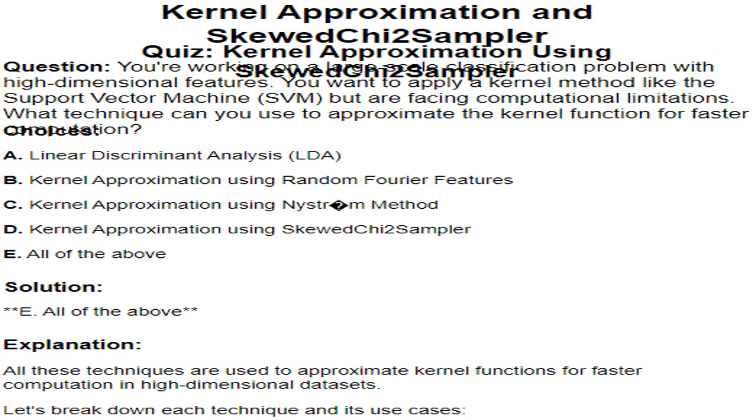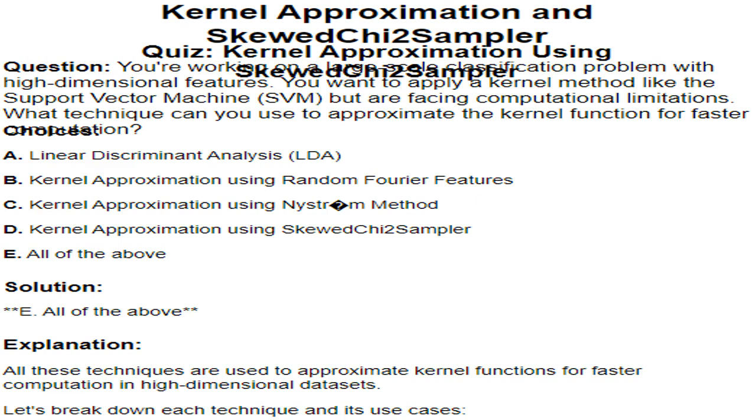A. Linear discriminant analysis (LDA). B. Kernel approximation using random Fourier features. C. Kernel approximation using Nystrom method. D. Kernel approximation using skewed Chi2 sampler. E. All of the above. A.